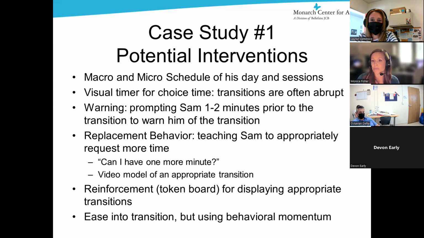We could reinforce appropriate transitions, right? So we could get a token board and say every single time you transition off in the amount of time that we want you to, you're going to get a token. And once you earn these tokens, you get to trade them in for this thing. And then we could ease into the transition using behavioral momentum. So maybe someone doesn't turn off the TV and tell me immediately to go clean toilets, but someone turns off the TV and says, Monica, hey, I left a snack over there on that table. Go eat that. And then we're going to get started in a minute. So thinking about changing those contingencies a little bit.